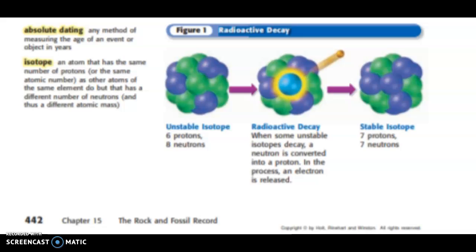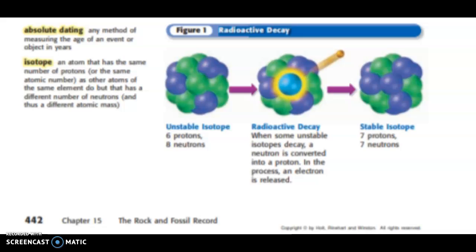Hello guys, so far we have finished talking about disturbances in rock layers and what happens when there's missing evidence. Now today we are going to take it a step further and talk about something called absolute dating and radioactive decay. Now, absolute dating is the process of establishing the age of an object.